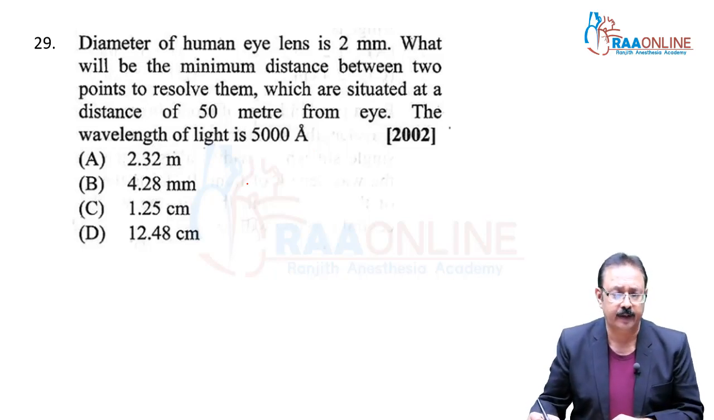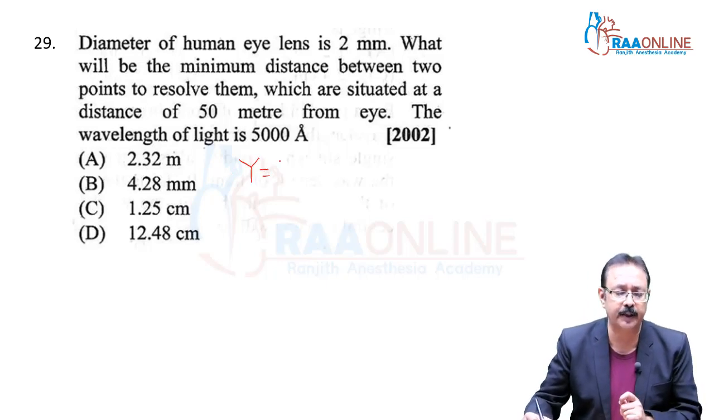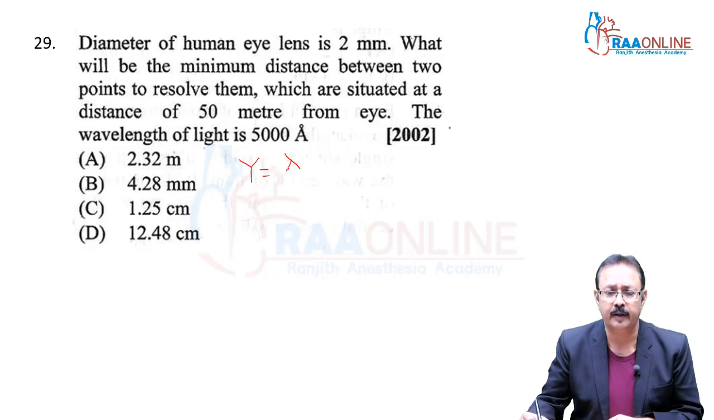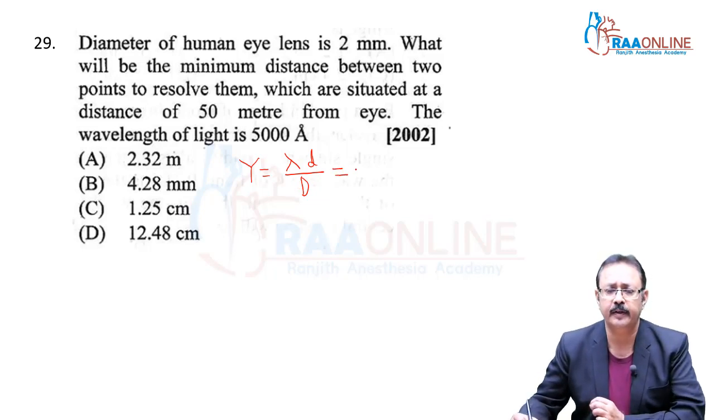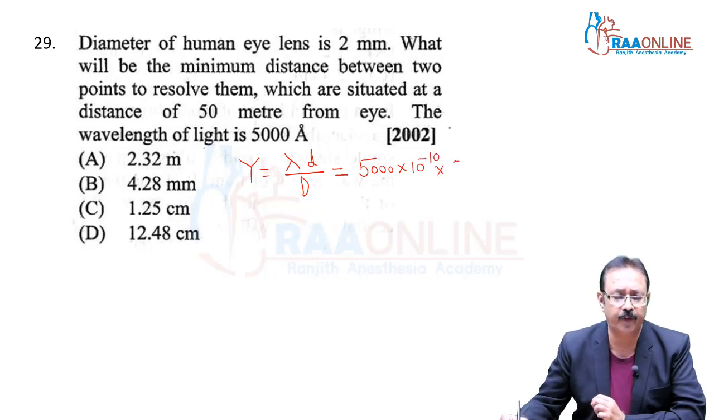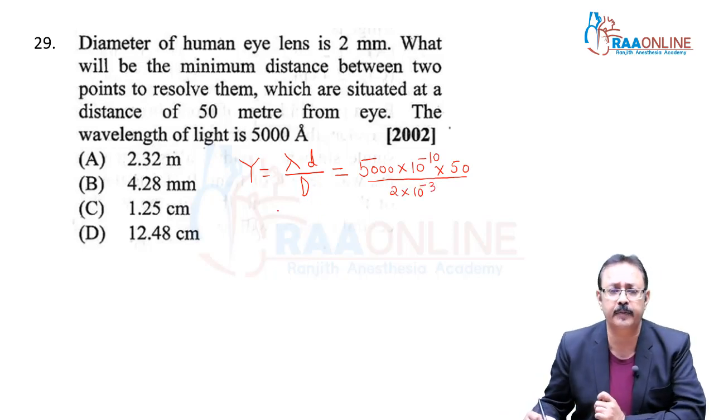For the human eye, we have the formula for up to what distance you can see two objects separately. It is given by lambda d by D. In this problem, lambda was given 5000 into 10 to the power minus 10. d was given 50 meter and capital D was given 2 into 10 to the power minus 3 because it was in millimeter.